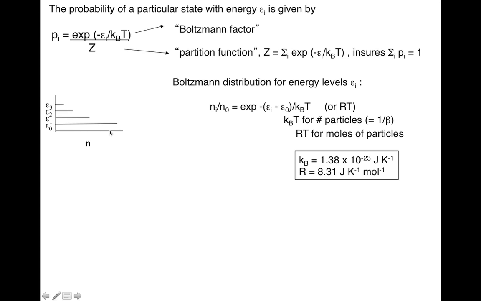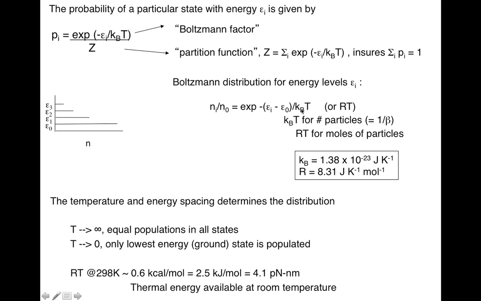And relative to the ground state, the epsilon sub 0 state, that is just going to be given by the difference between the energy of the two states divided by kT for particles, okay, for single molecules. Or if you're doing a bulk measurement, let's say in molar units, it will be RT, the gas constant times the absolute temperature. And here are the numbers.